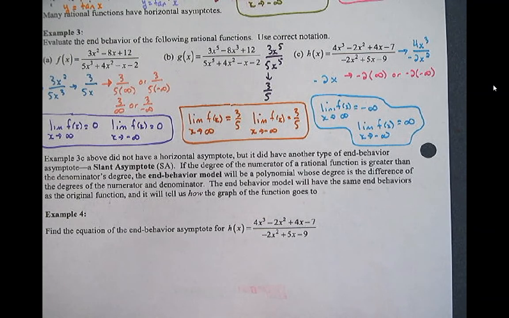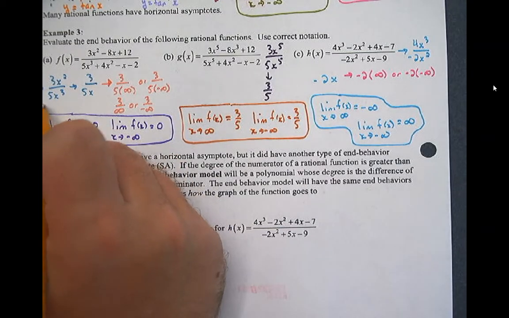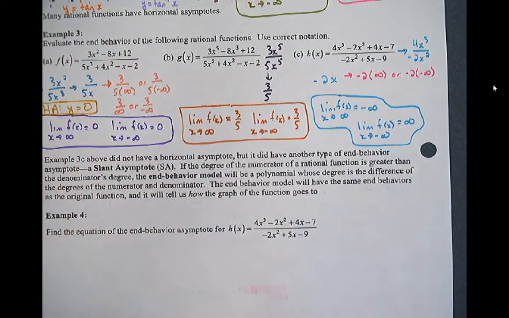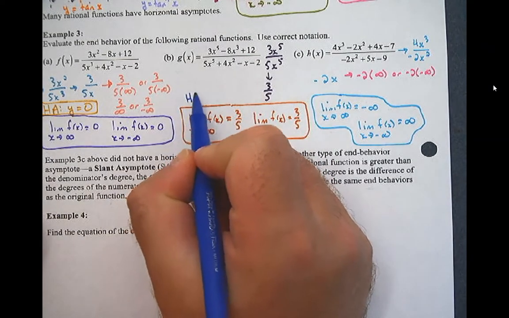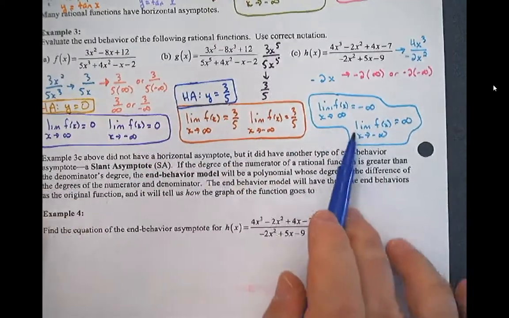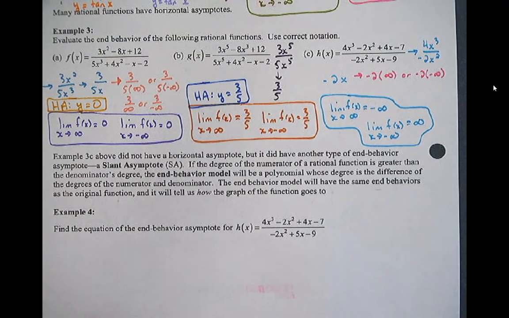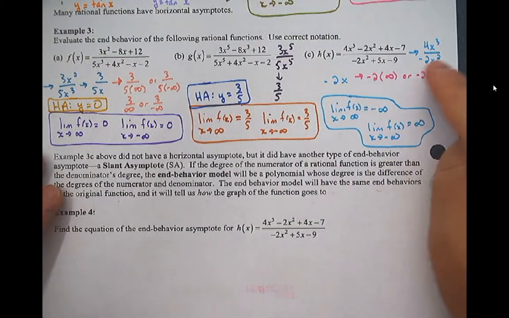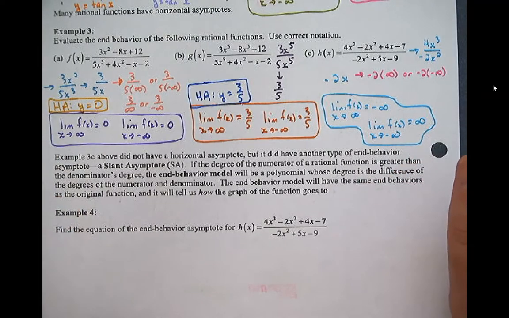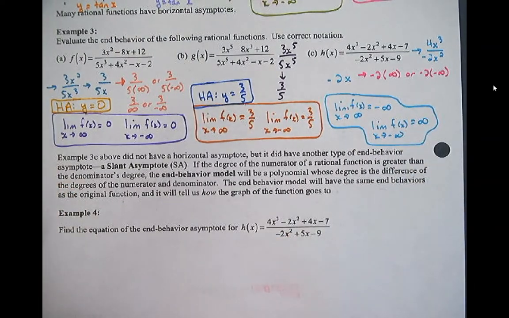So these first two have HAs. They leveled off at a number. Going back to this, I would say this has an HA of y equals 0. Here, we could say this has an HA of y equals 3/5. Well, what happens here? Does this have an HA? No, it doesn't, but it does have something called an SA, a slant asymptote. Anytime the numerator is bigger than the denominator, to figure out its end behavior model, you would have to do a little bit of work. So let's talk about that.